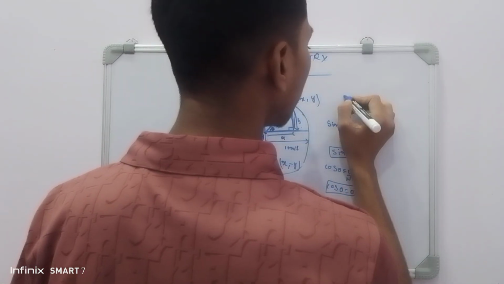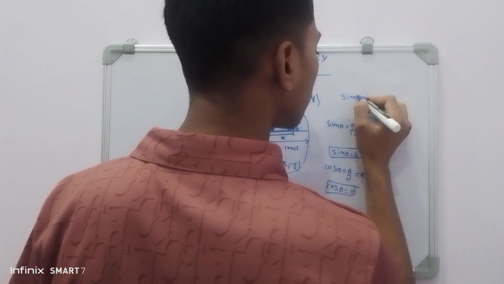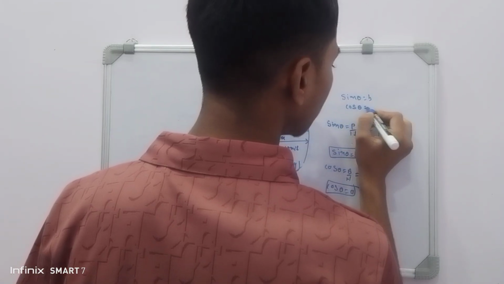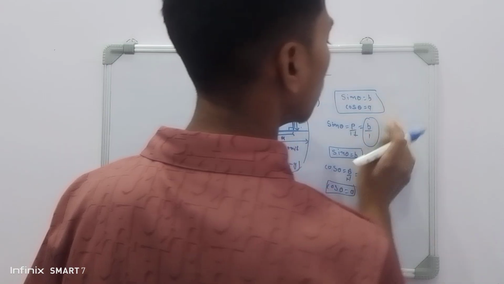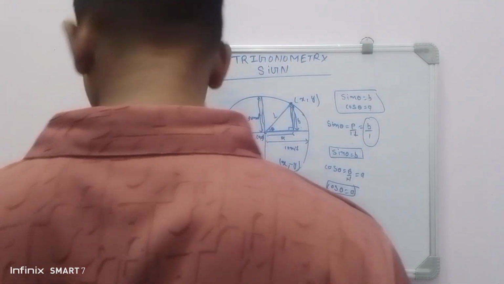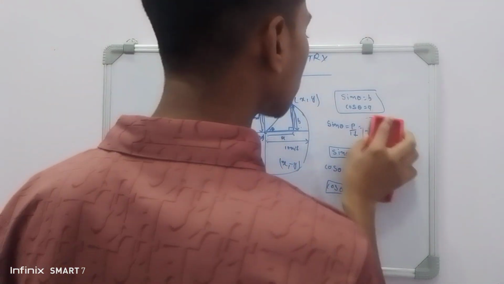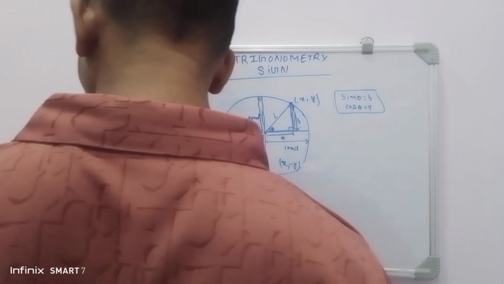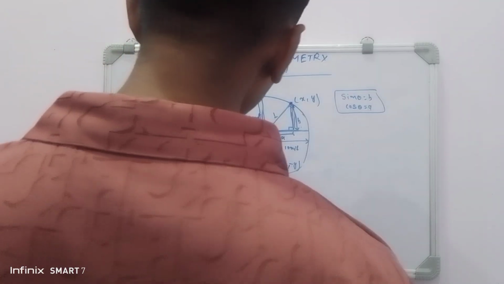So from here we get the two things: the sine of theta, which is equal to B, and cos of theta, which is equal to A. Now you have to see it in a more interesting way. If I ask you to write the coordinates of point x and y in the form of A and B, how will you write?